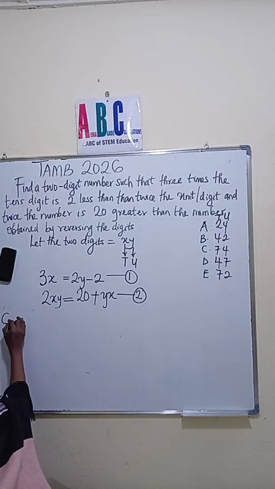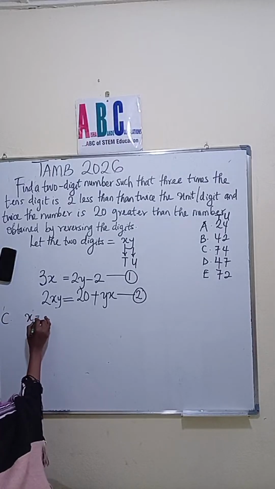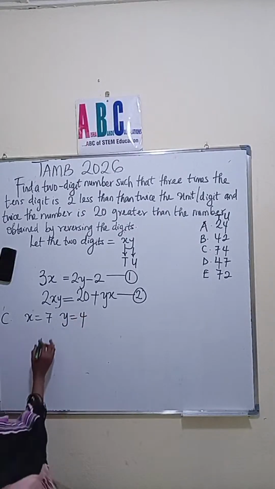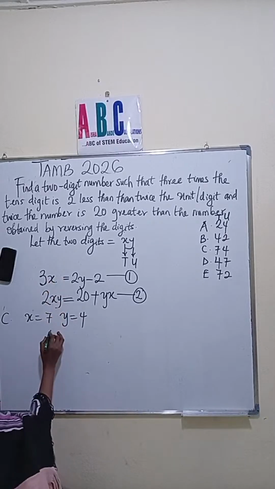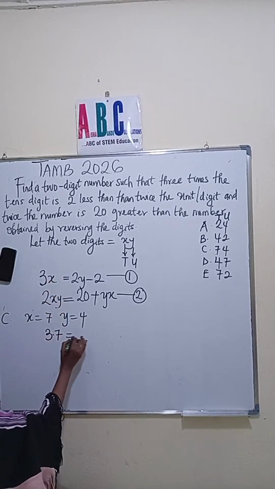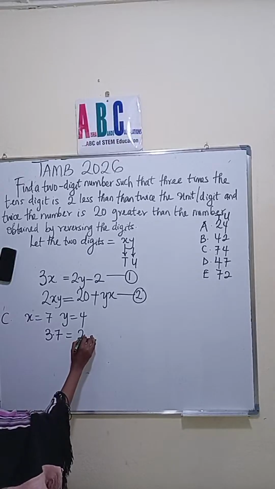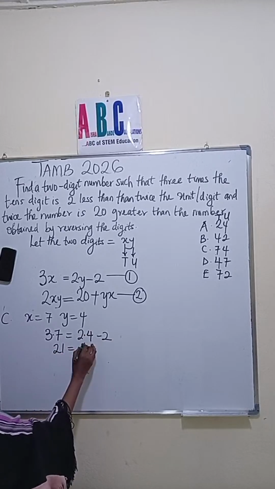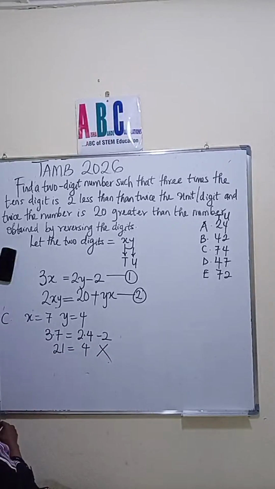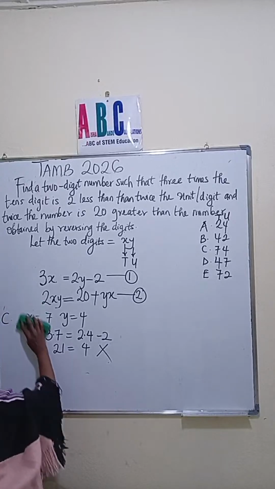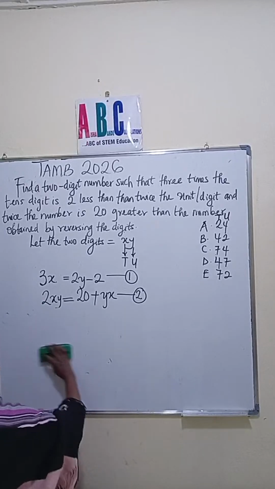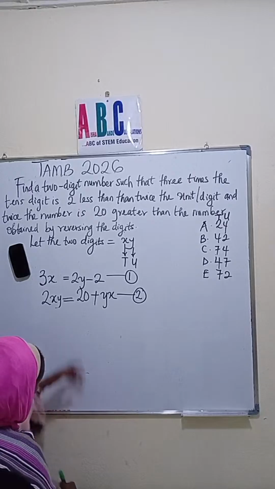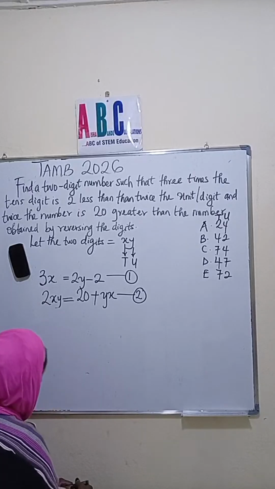So now let's go to option C. We have x is equal to 7 and y is equal to 4. Alright. So now let's test for equation 1. This becomes 3 times 7 is equal to 2 times 4 minus 2. This is 21 is equal to 8 minus 2. This also does not satisfy. Guys, we are doing trial and error because we are doing JAMB. Ordinarily, we would have used simultaneous equations to solve this.